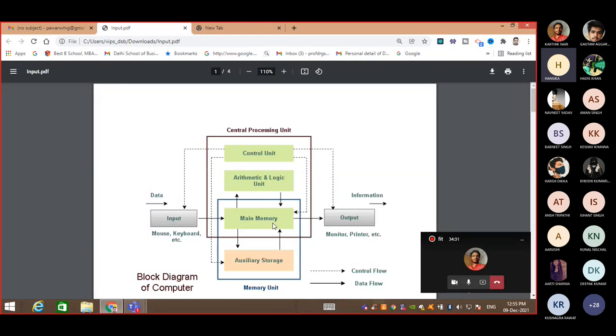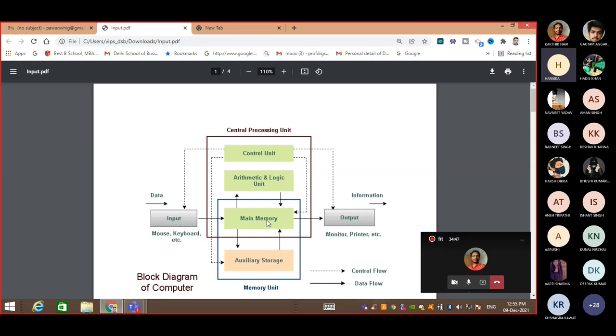Only the company or industry people or technicians, like engineers, can have access to the ROM. The access is not given to the general public. That is why it is stored inside the ROM.